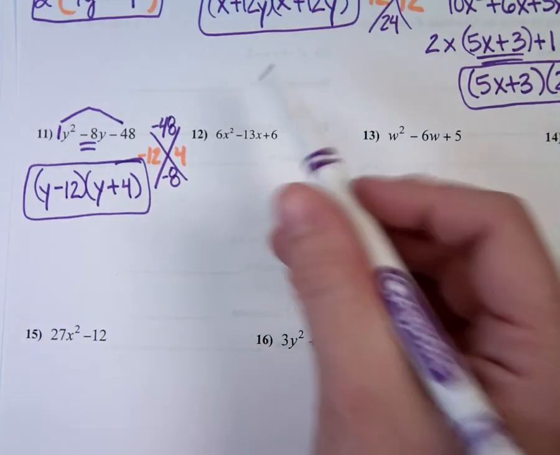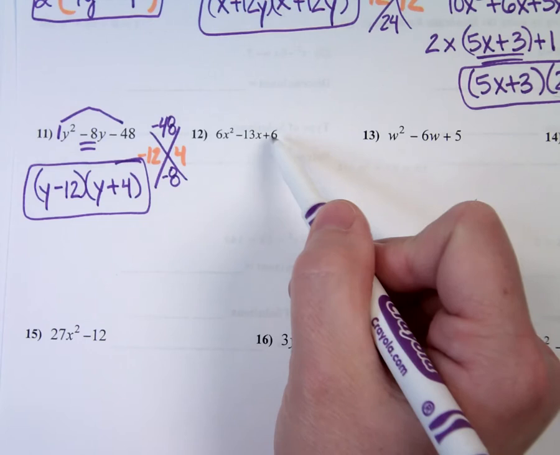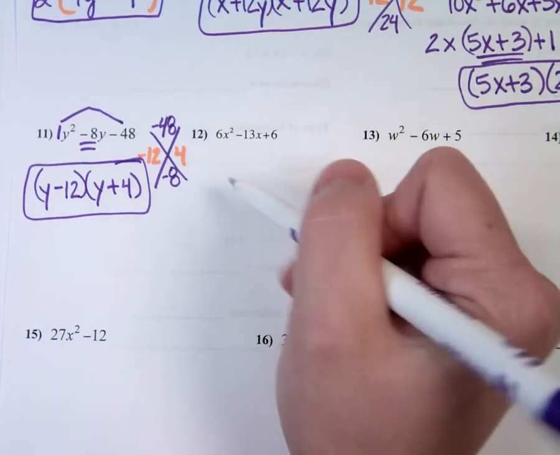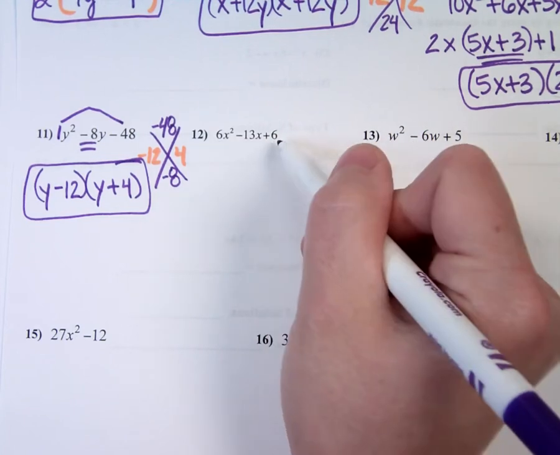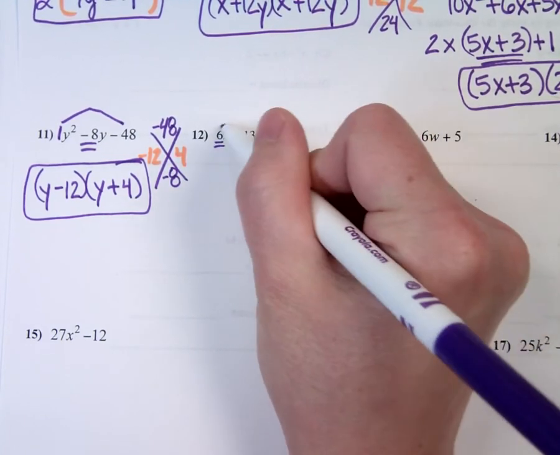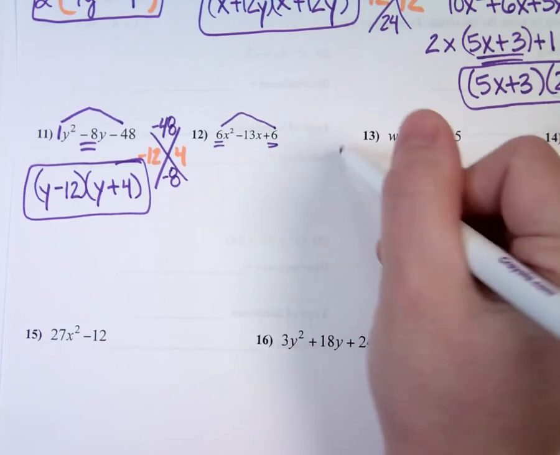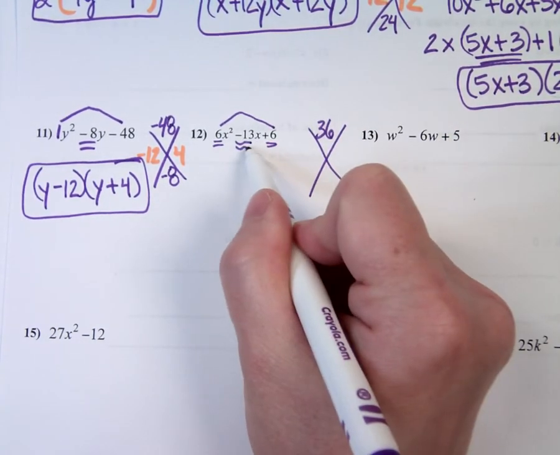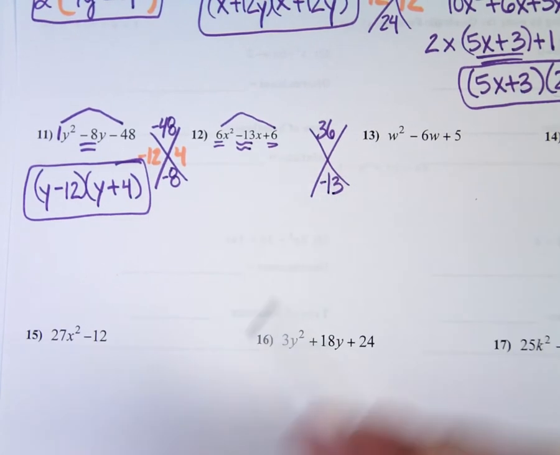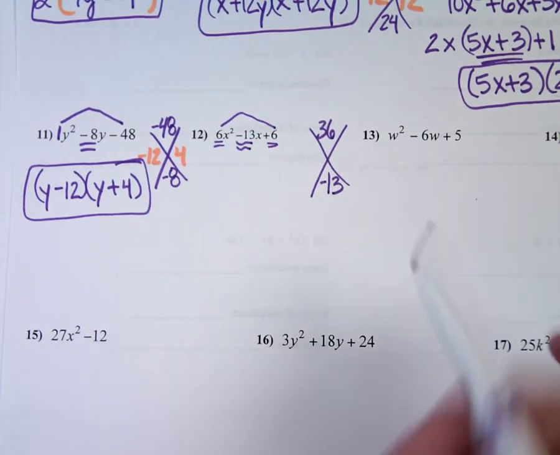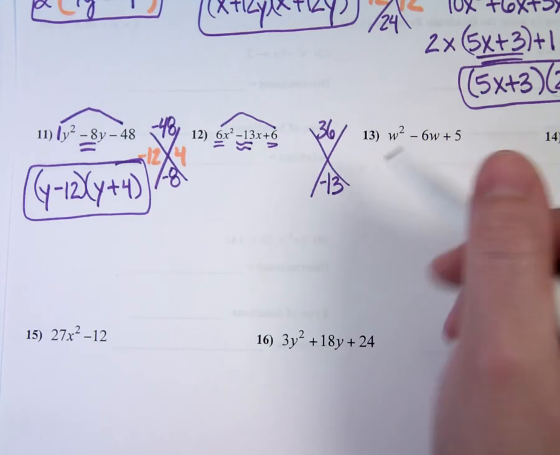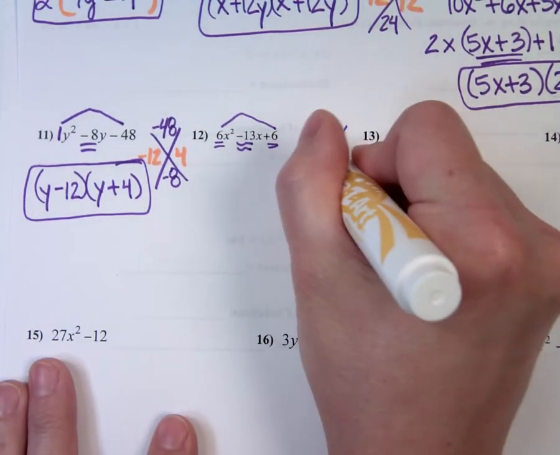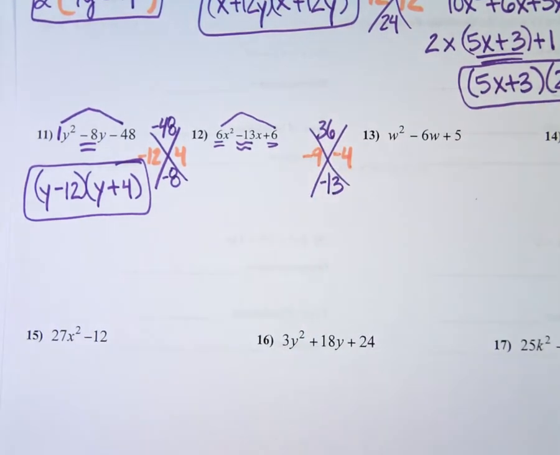Okay, number 12. First I look to see if I have a GCF. Anything go into 6, 13, and 6 besides a 1? Nope. Then I look to see 2 terms or 3. It's 3 terms. So I'm going to do my a times my c rooftop. So a times c makes 36. I want the numbers to add to be negative 13. So what two numbers multiply to be 36 that add to be negative 13? Negative 9, negative 4. Can I shortcut?